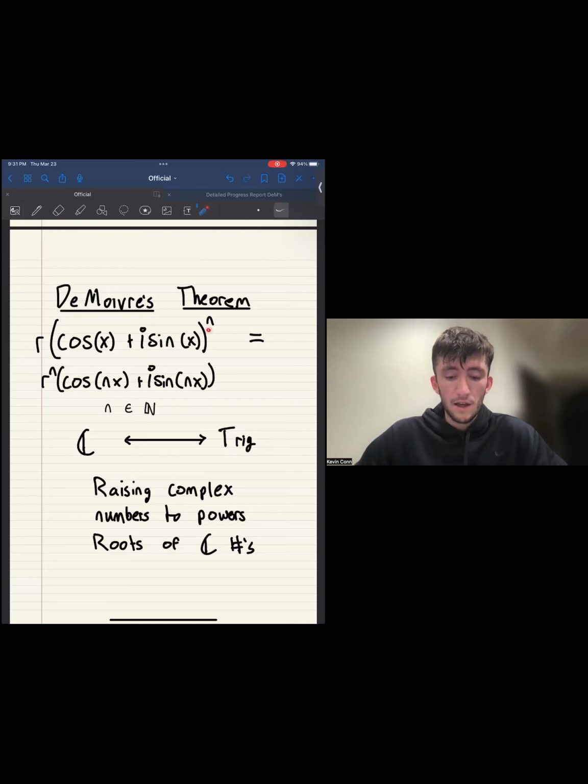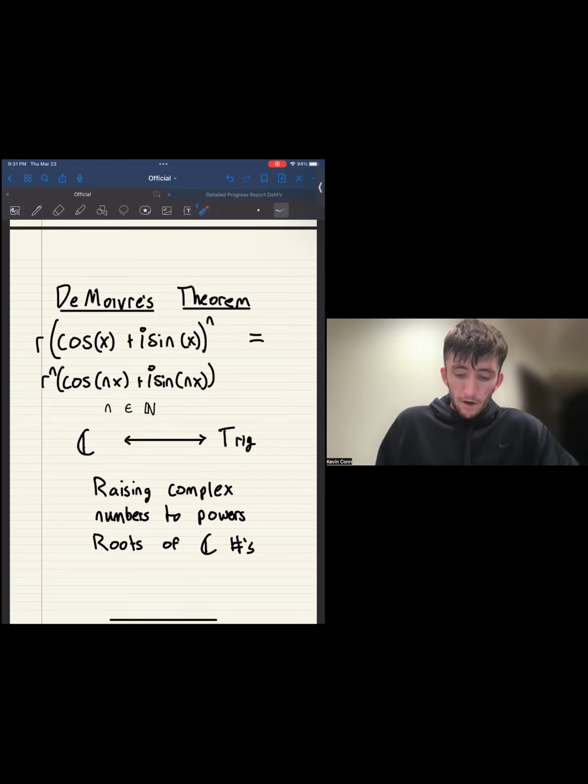Also, these n's have to be positive integers. I just made them the natural numbers, and by the axiom of convenience, I am not including 0 in the natural numbers. People have opinions on that, but I'm not here to debate that.